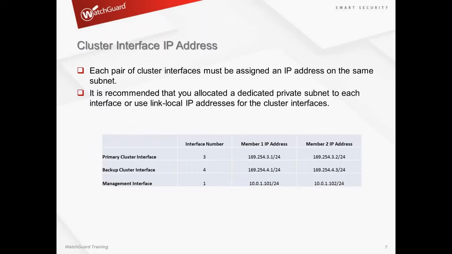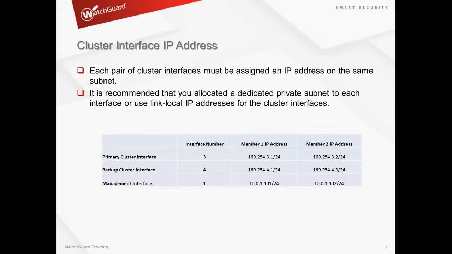Now, as we look at setting the IP addresses of the FireCluster, it really helps to sit down and make this chart that I have here. This is actually the example that we're going to use in this tutorial. We're going to look at setting the member 1 IP address to a 169. Now, each pair of cluster interfaces must be assigned an IP address on the same subnet.